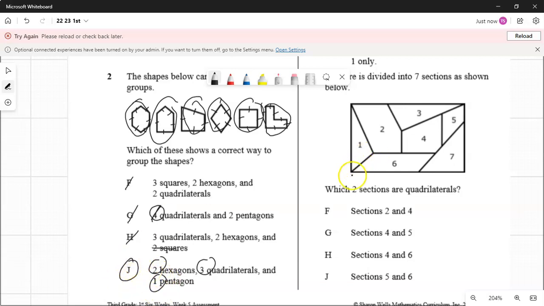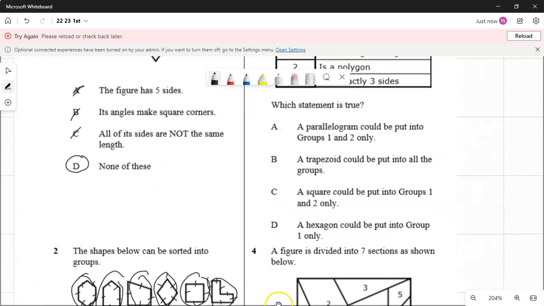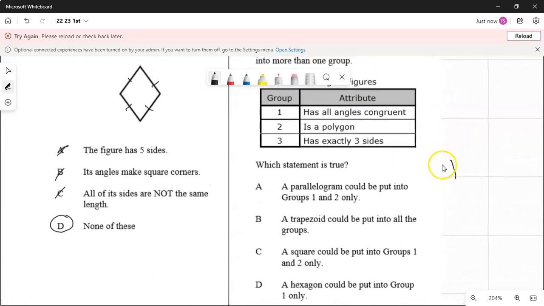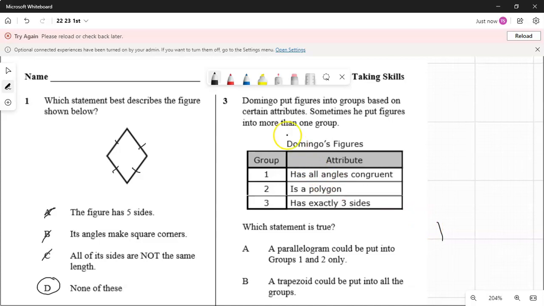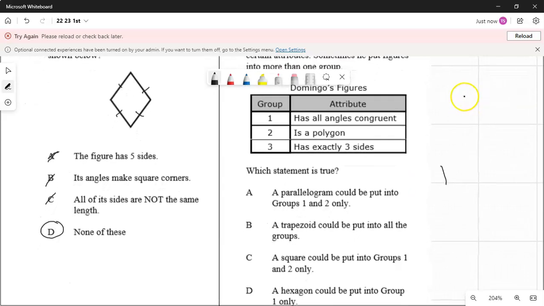And let's go ahead and look at problem number 3. Problem number 3. So, Domingo put figures into groups based on certain attributes. Sometimes he put figures into more than one group. And that's a table right there that shows the groups that he did for the attributes. Group 1 has all angles congruent. Group 2 is a polygon. And group 3, it has exactly 3 sides. So we'll go ahead and look at this and see which statement is true.